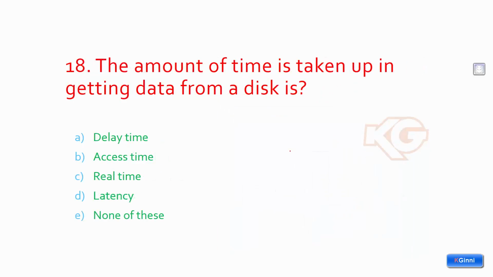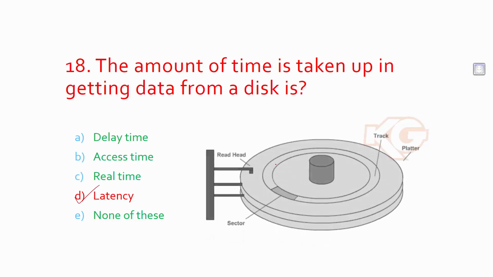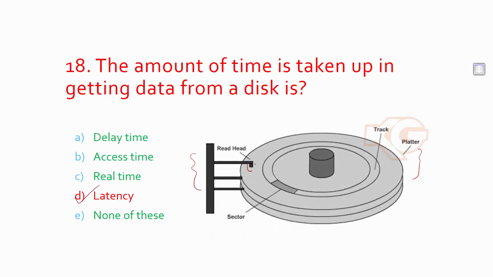The amount of time taken in getting data from a disk. What is it called? Whether it is a delay time, access time, real time, or a latency. So the option should be latency over here. Here comes a simple picture of a disk. This is the read-write head. These are the tracks. And this part is called the sector. So the amount of time it takes to reach the appropriate sector over here and pull that data out, the whole time is called what? It is called the latency.